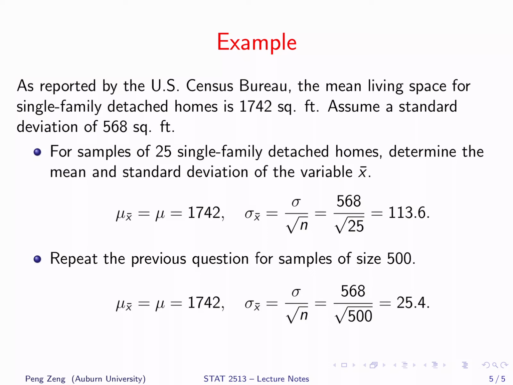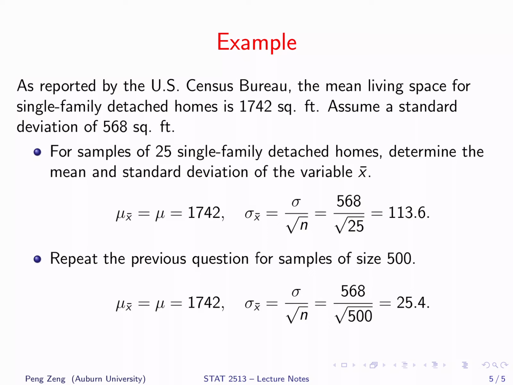In this example, we want to demonstrate an application of the formulas we discussed. The mean living space for single-family detached homes is 1,742 square feet. The standard deviation is 568 square feet. For samples of size 25, we can calculate the mean and standard deviation of the sample mean. The mean of the sample mean is exactly equal to the population mean. So, mu x bar is 1,742.